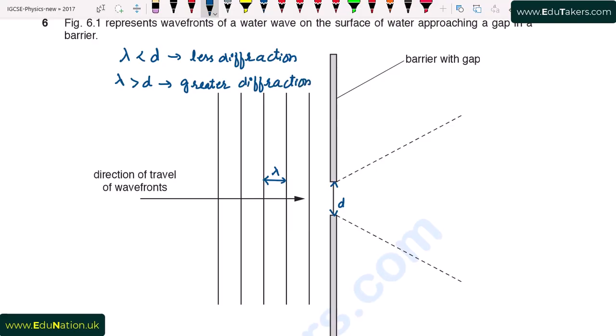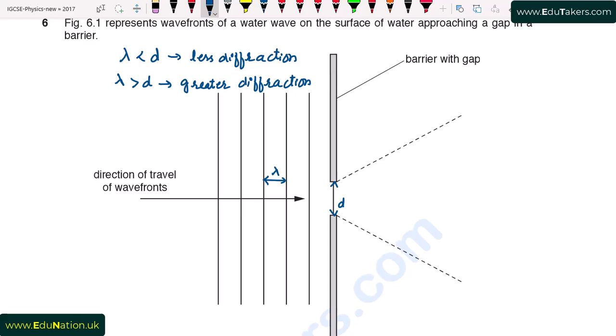The amount of spreading or bending actually depends upon the separation of the barrier. If the separation is small, then the bending will be large. If the separation is large, the bending will be small. So here we have to compare the wavelength and the separation and use this: if the wavelength is smaller than the separation, then there will be less bending. If the wavelength is larger compared to the separation, the bending will be larger.